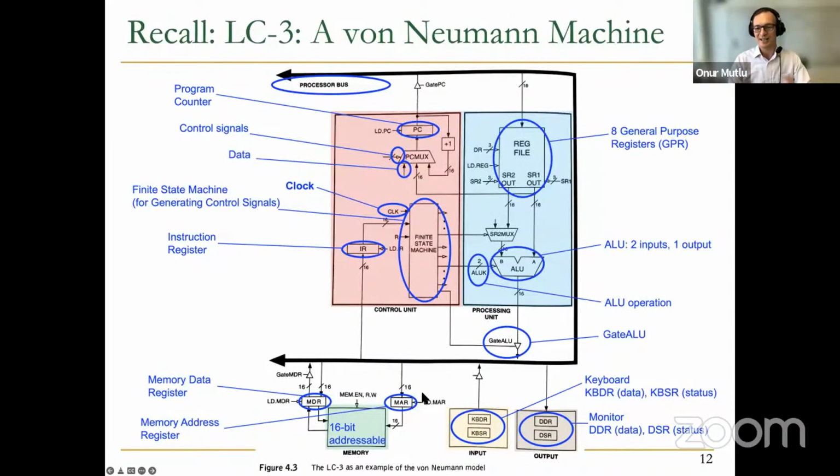And we covered a von Neumann machine, which is the LC-3, and this is a data path and control logic, abbreviated because it doesn't go into every single detail at the gate level. But we covered essentially all the components that you're seeing over here, and we showed examples of how instructions get executed on this machine as well.